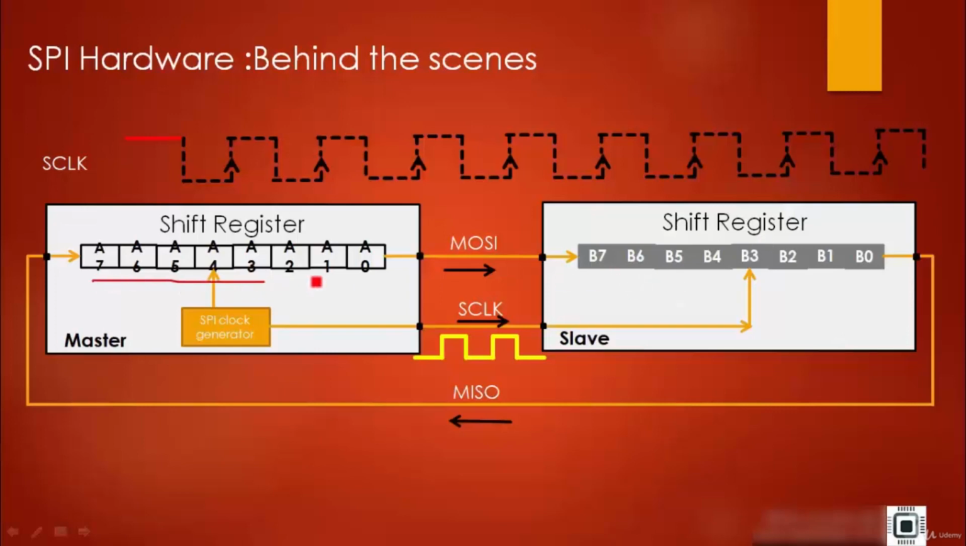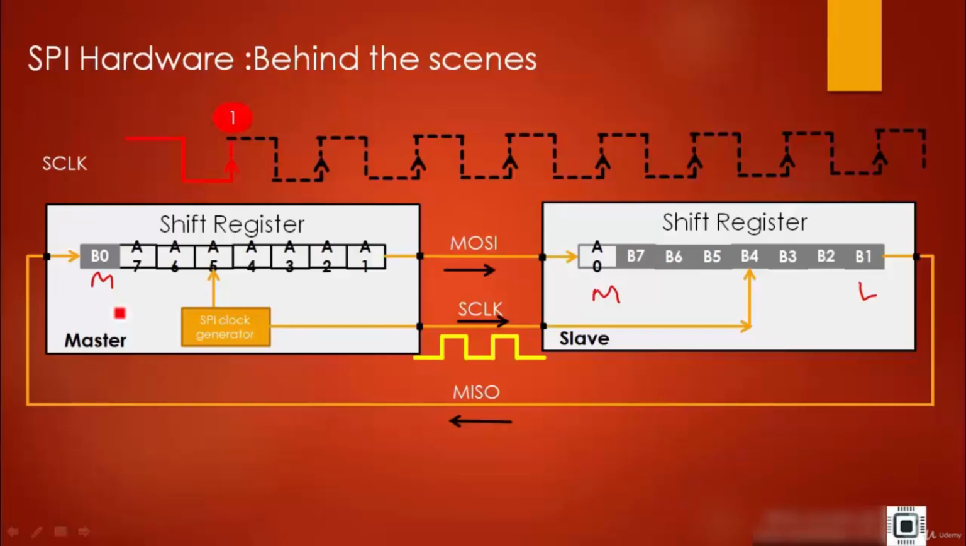Now let's say we have this data A0 to A7. First, after one clock cycle, A0, which is there in the LSB, is moved out of the MOSI and reaches the MSB position of the slave shift register, and the data is moved by one step. That's why the last data, which is B0, moved out of the MISO line and settled in the MSB position of the master shift register. So for every clock cycle, there will be a shift in the shift register, right? That is the principle of a shift register.